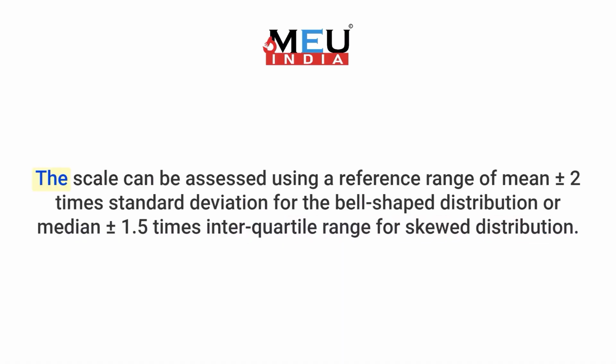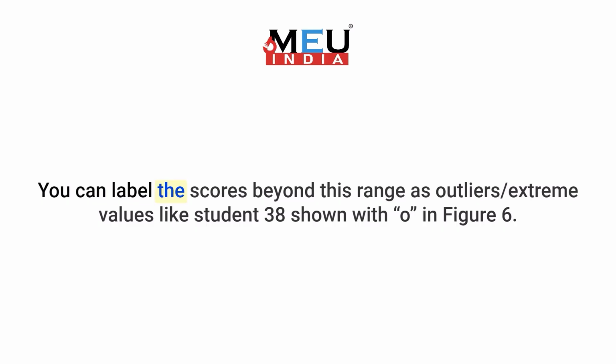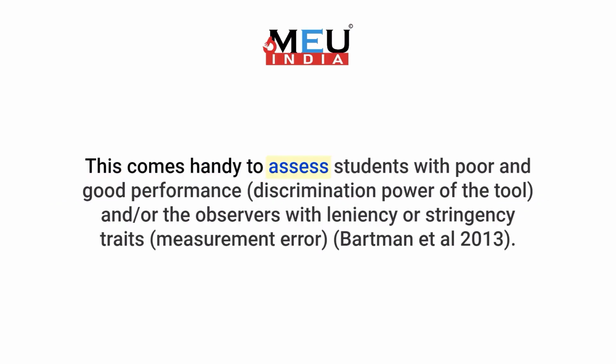The scale can be assessed using a reference range of mean plus or minus 2 times standard deviation for the bell-shaped distribution, or median plus or minus 1.5 times interquartile range for skewed distribution. You can label the scores beyond this range as outliers, extreme values, like student 38 shown with O in Figure 6.